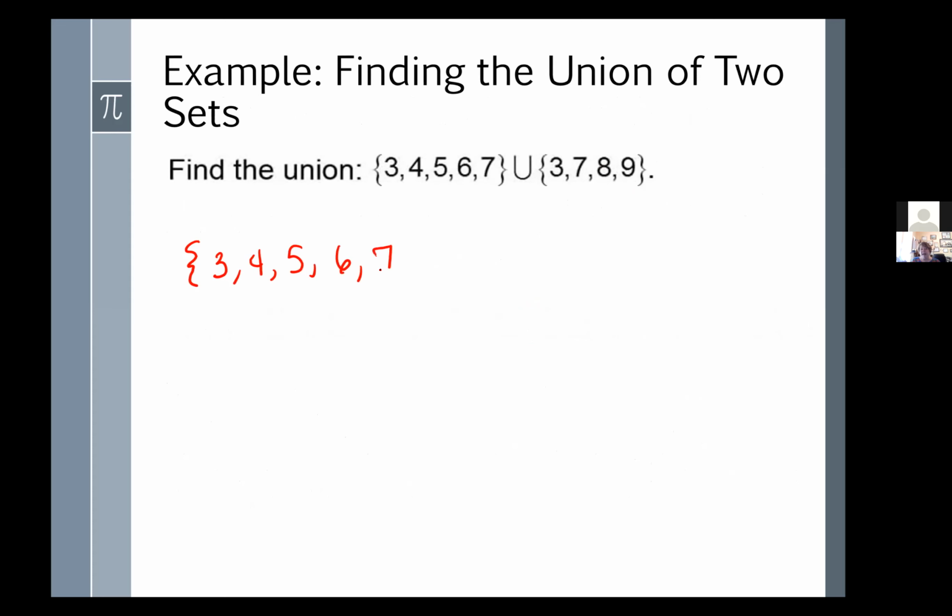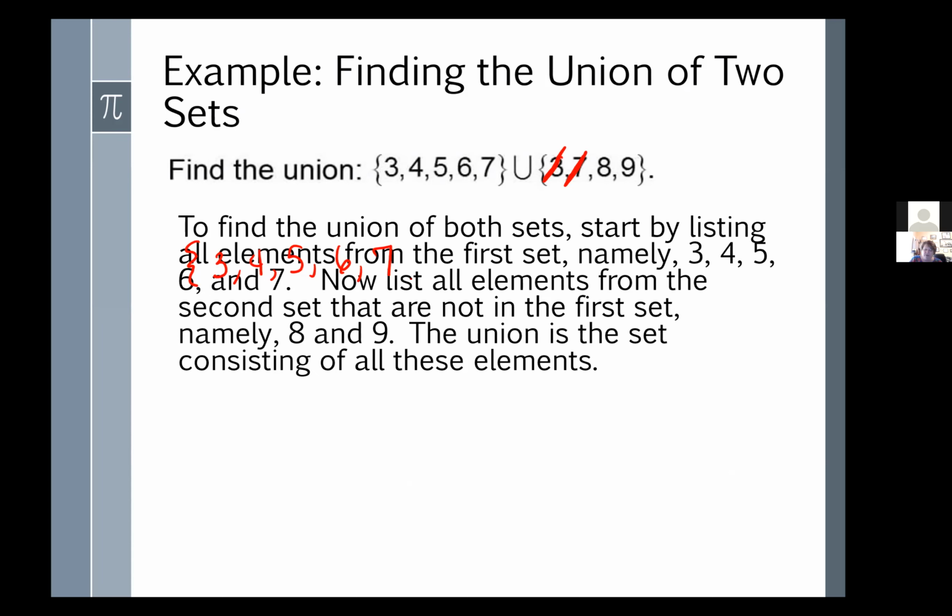And then I go to the second set. Are there any numbers in the second set that I don't have in this list? Well, in the second set, I have a 3. I've already got that listed. I have a 7. I've already got that listed. But there's an 8 and 9 in the second set that I haven't got listed here. So I list those.